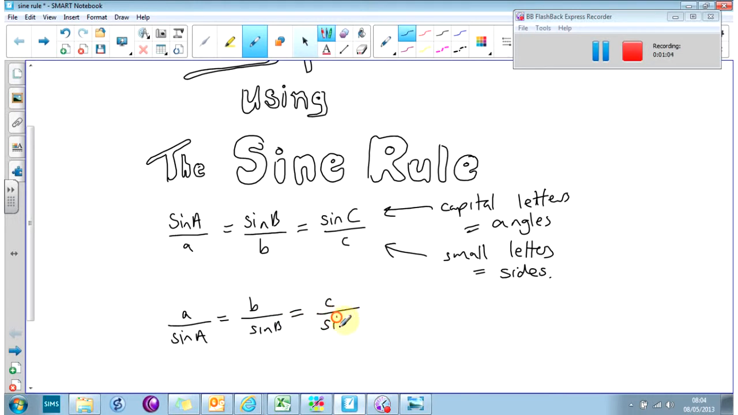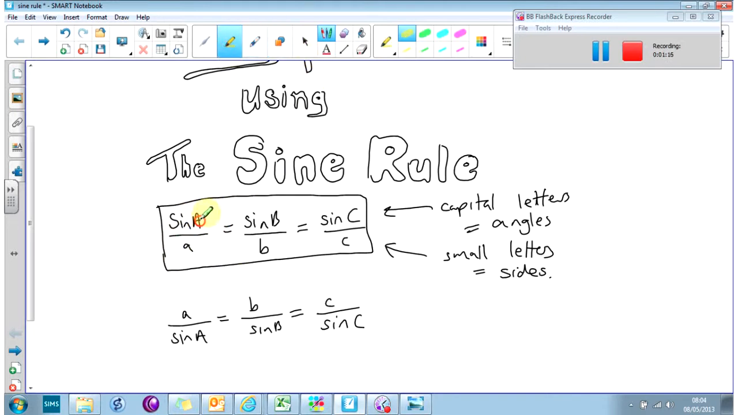Now, just before we leave these for the moment, the top form is the form you would use if you wanted to work out an angle. That's because the angles are on top of the formula, and it's a lot easier to deal with something if you've got it on the top. The bottom form is for if you wanted to work out a side, and that's because the sides are on top. Now let's have a look at a problem.